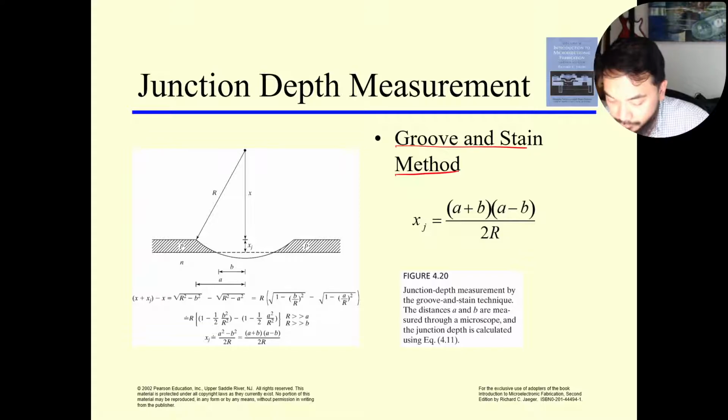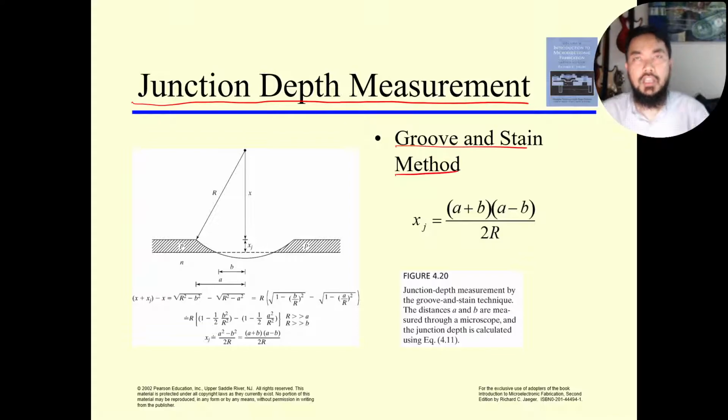The groove and stain method is the method to measure the actual junction depth. When you do diffusion using the mathematical model, either constant source diffusion or limited source diffusion, you can estimate two things: the concentration of impurity atoms at a particular point, and the junction depth. But how accurate is this? It's just a mathematical representation. When you do the actual process, there are a lot of other external factors you have to take into account, and sometimes these values will change, like the depth and so on.